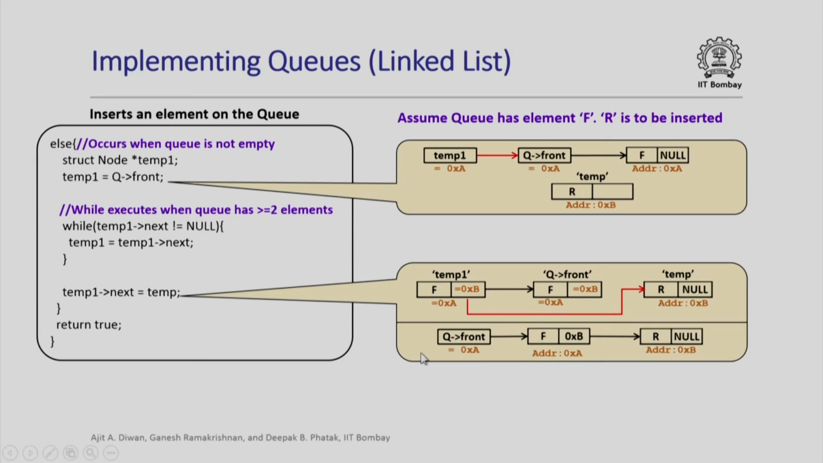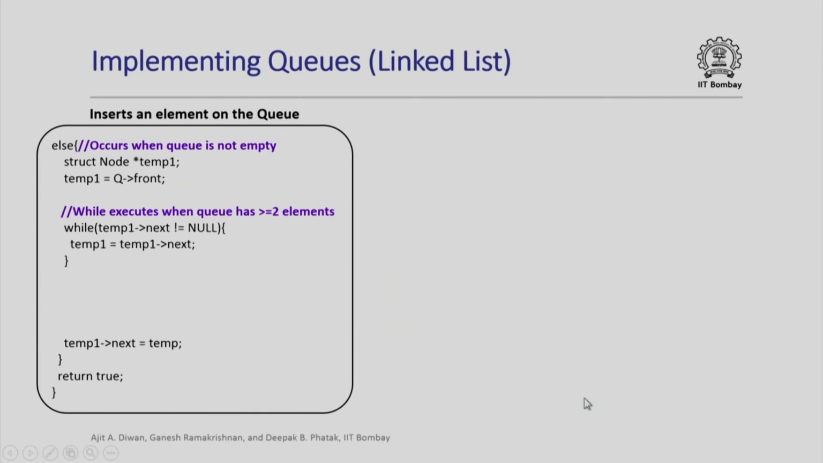In the end, notice what will happen to the linked list. Queue front will point to f as is required, but now this pointer in this node will actually point to r. So, effectively the new element r has been inserted at the end of the queue as is required. Let us examine when there are more elements than one in the queue and we wish to insert an additional element.